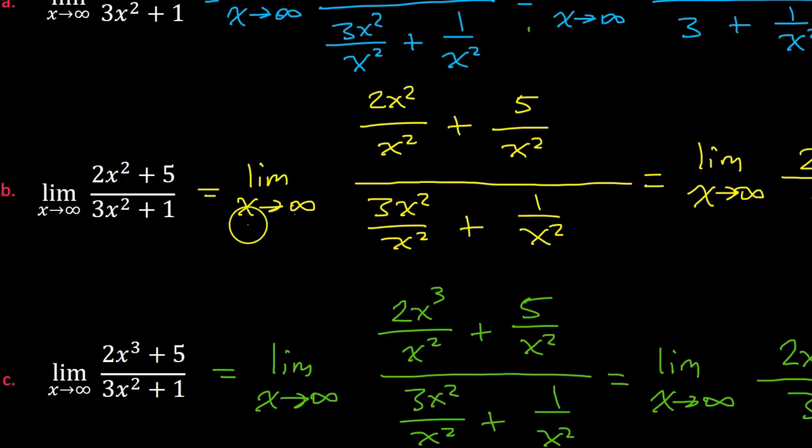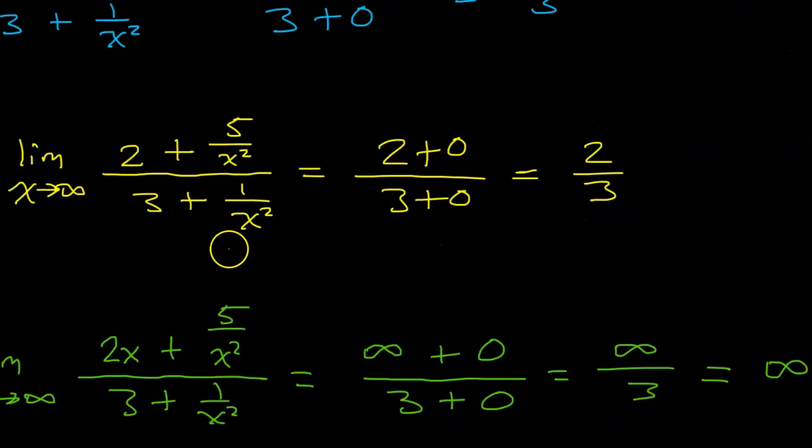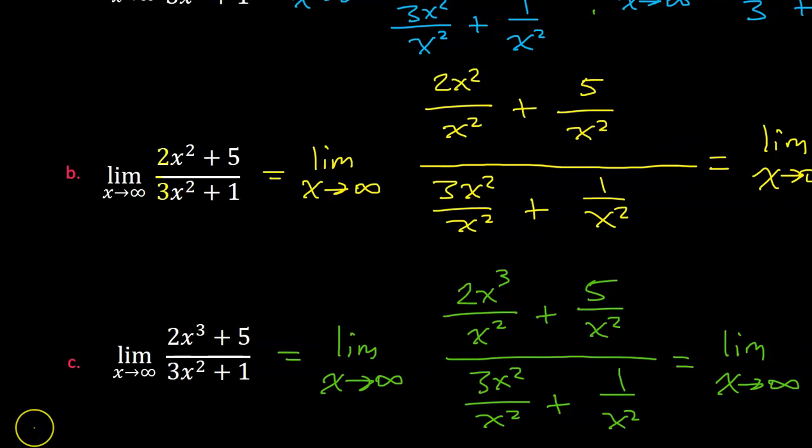What happened with the next one? When the degrees were the same, it turned out to be 2 over 3. Where does that show up in the problem? Well, that's just the ratio of the leading coefficients. So whenever the degrees are the same, the limit will simply be the ratio of the leading coefficients.